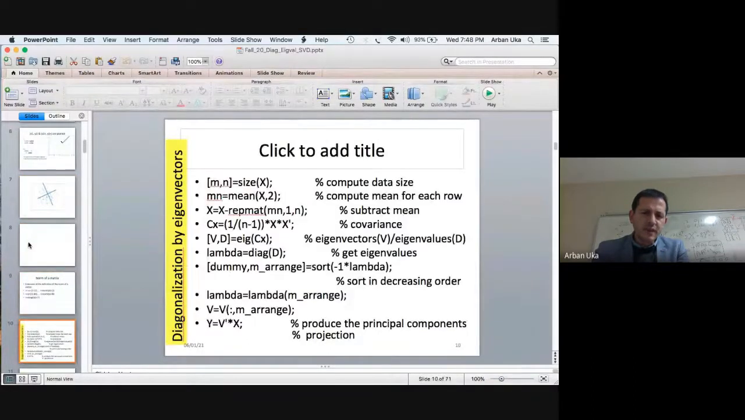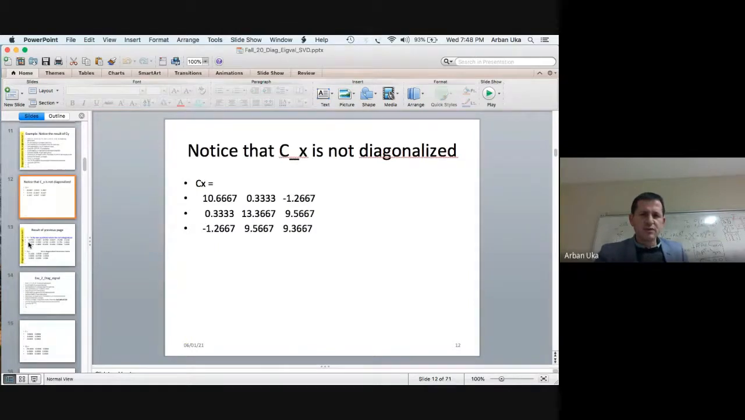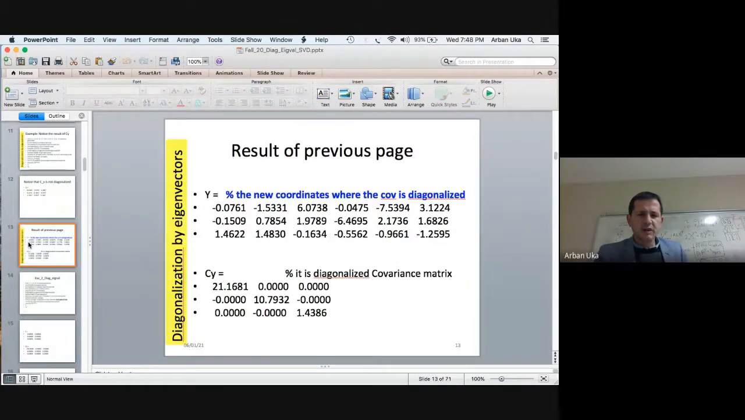Now, this is the example that we're discussing. We just did the diagonalization using the eigenvectors. In fact, we are saying eigenvectors, but in principle this is SVD. We just try to hide the procedure by multiplying the matrix A with its transpose and so on. So CX was not diagonalized. We got the new Y and CY, the covariance matrix for the new Y data set. So it will look different. But one thing that we can do here is to check.